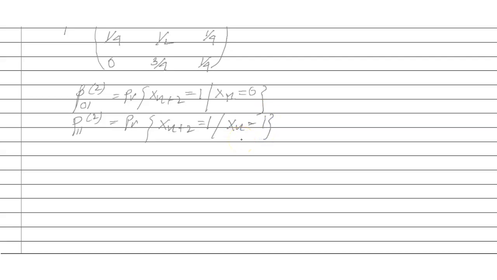So friends, how can I find out this kind of probability? Because this is the probability multiplication of 2. So friends, it can be found in two ways. There are two methods.